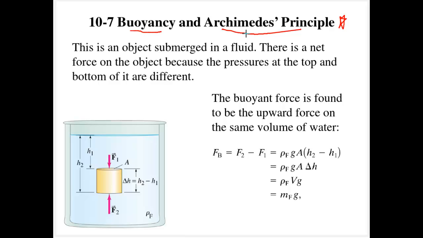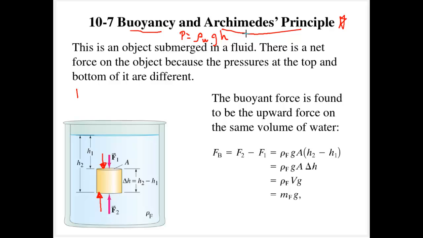We're going to work some problems with this, so a very important principle. We know that the pressure is going to increase in a fluid as you go further and further down into it: pressure equals the density of the fluid multiplied by gravity multiplied by the depth that you're in the fluid. Now this object is going to have some physical height to it, so the pressure that's exerted at the top of the object is going to be different than the pressure that's exerted on the bottom. And we know that the pressure is related to the force divided by the area.